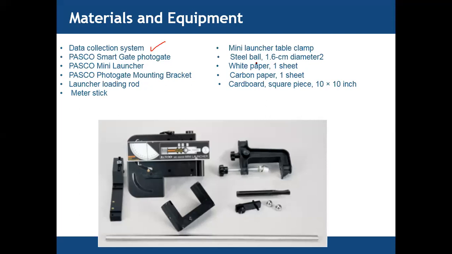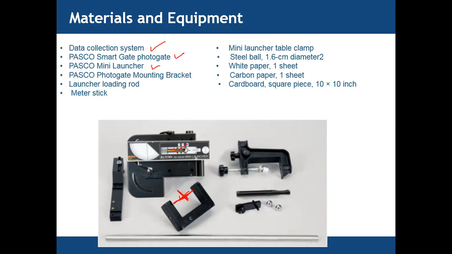Next, two main things are the photogate and the mini launcher. What are the photogate and mini launcher? These are the main equipment we use. You can see this one; this is the photogate. It is like a gate that works with the help of light. We have laser light here. So anything passing through this portion, it records the speed or velocity of it.